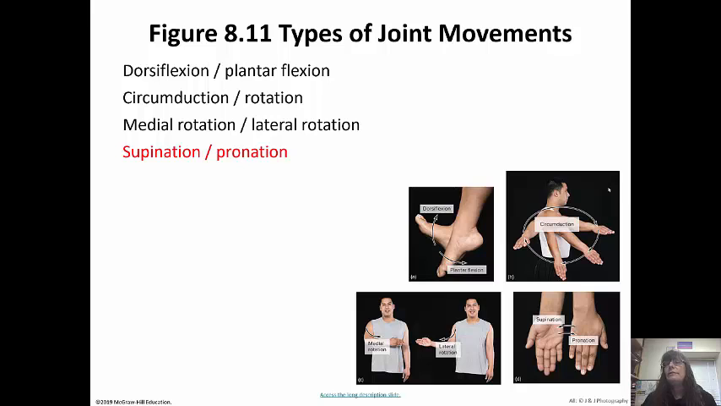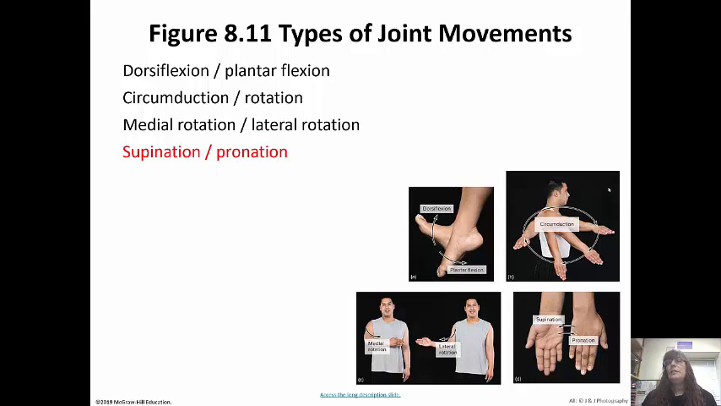Circumduction and rotation, you're moving your arms in circles, so circumduction. And then rotation, you have medial rotation and lateral rotation. So medial is going towards the medial, lateral is going towards the lateral, basically.